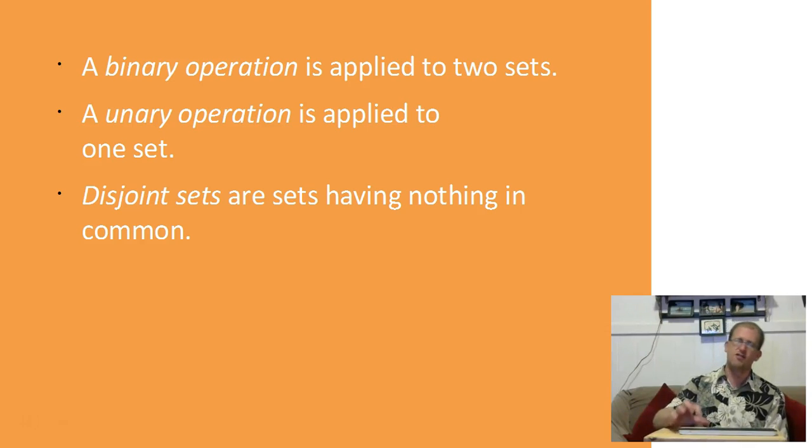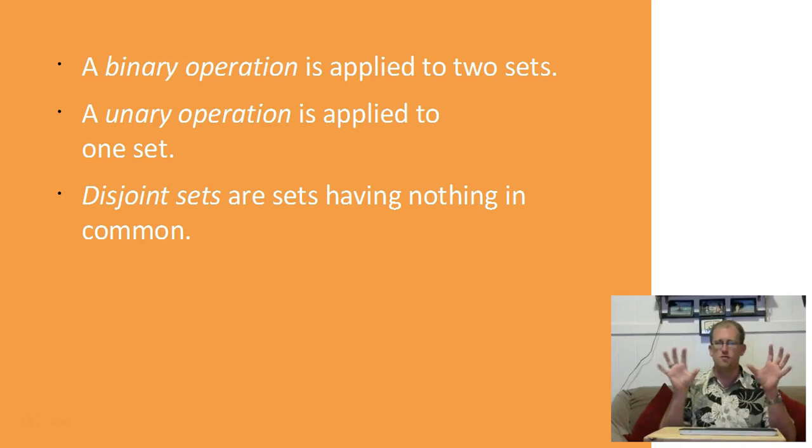A binary operation is just when you take two sets and you do something. You union, you intersect, you complement, you do something to these two sets. A unary operation is applied to one set, like R and then the complement of R. And then disjoint sets are two sets that have nothing in common. So the adults in this room and the dogs at the pound, they don't overlap. There's no adults in this room that are also dogs at the pound. So those two sets are disjoint.